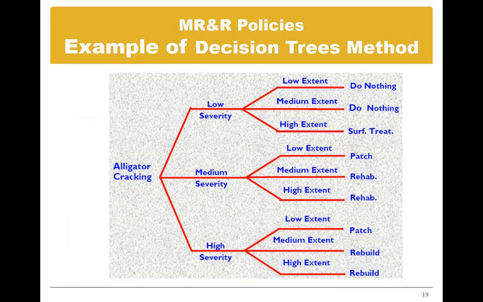This is here an example of the decision tree method. Very interesting, and this is a true life example that is used in some agencies to handle alligator or fatigue cracking. So let's go through this and try to understand what's going on here. Assuming that the major problem in our section is alligator or fatigue cracking, the question that comes first is, is it low severity, medium severity, or high severity?